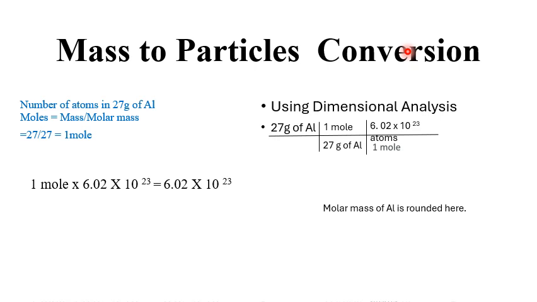And now cross out the same units, then multiply the numerators and divide by the denominator. You will get the answer. Okay, let's cancel that one out, cancel this one out, and your answer will be 6.02 times 10 to the power 23.